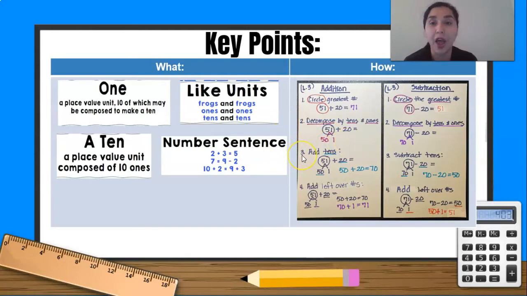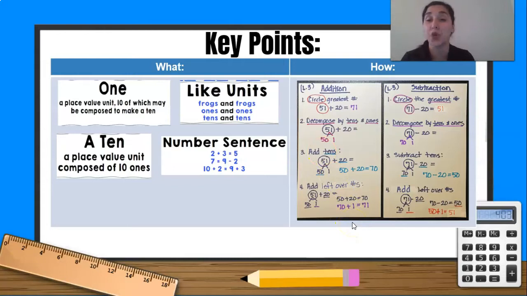The third step that I follow is I add the tens. They're like units. I add the tens, in this case it's a 50, and I add the tens on the other addend, which is a 20. I add 50 plus 20 equals 70. And the last step I follow is that I add the leftover numbers. The leftover number was a 1, so I add 70 plus 1, and that gave me the answer of 71. Those are all the addition steps.